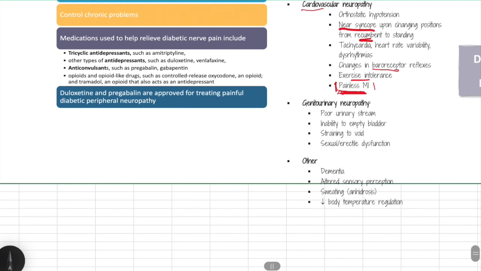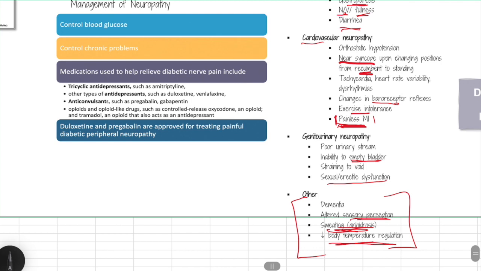And then genitourinary neuropathy: poor urinary stream, inability to empty bladder, straining to void, sexual and erectile dysfunction. And then there are other non-specific ones that are common. So dementia, altered sensory perceptions, like not knowing where you are in space. Sweating is pretty common. And then an inability to regulate temperature. So these ones that I've written down are the more common ones, the ones that A, I've seen show up on tests, B, I've seen show up in patients, and I just didn't want to go too crazy for you guys.